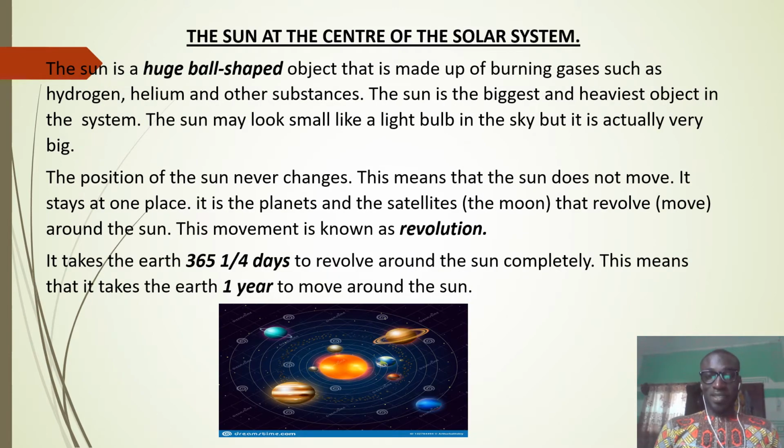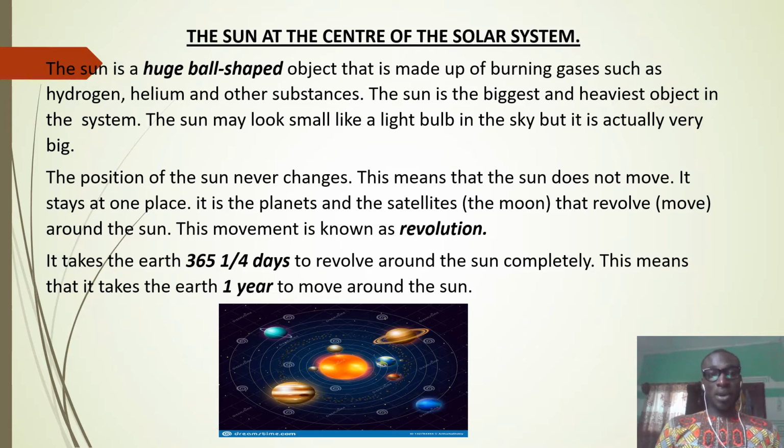All right. So let's look at the sun at the center of the solar system. The sun is a huge ball-shaped object that is made up of burning gases such as hydrogen, helium, and other substances. The sun is the biggest and heaviest object in the solar system. The sun may look small like a light bulb in the sky, but it is actually very big.